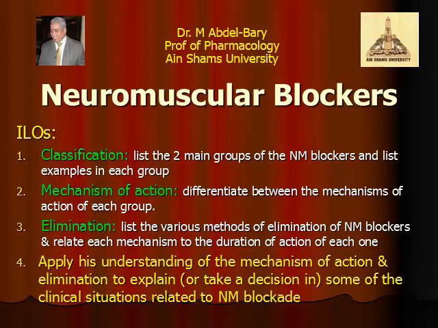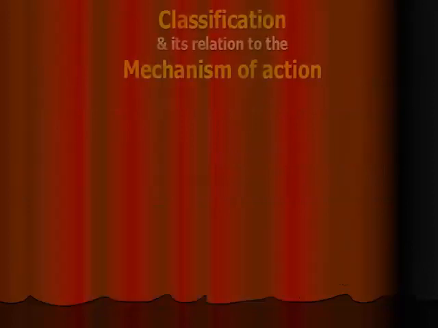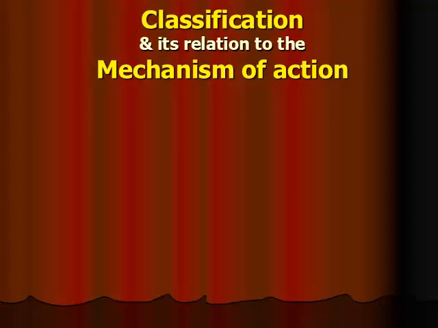4. Apply his understanding of the mechanism of action, and methods of elimination, to explain or take a decision in some of the clinical situations related to the neuromuscular blockade. The first intended learning outcome is concerned with the classification of the neuromuscular blockers, based on their mechanism of action. We have two main groups.